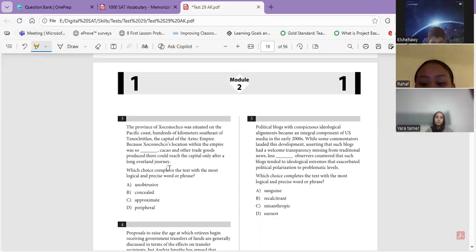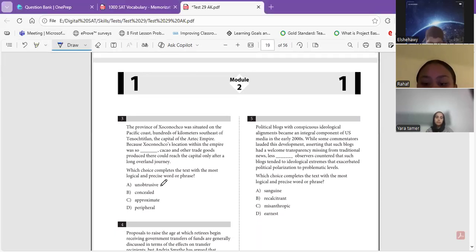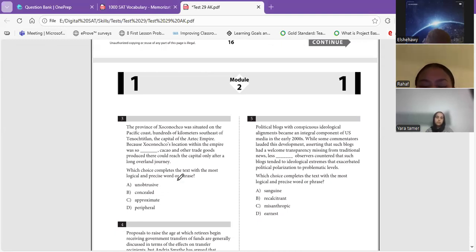Okay, as you can find here, I'm going to look at the connotation of each word first. Unobtrusive means not noticeable, or not attracting attention. So here, if we're talking about not noticeable, not attracting attention, again I'm going to put it neutral. Concealed means hidden. So concealed here, again, neutral. Approximate is close to something but not exact. So again, neutral.